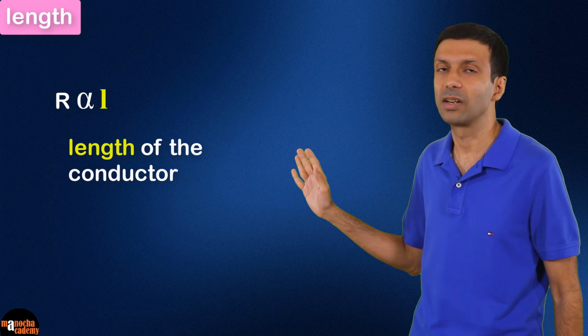So mathematically we can say R is directly proportional to L. That is, the resistance of the conductor R is directly proportional to the length of the conductor L.